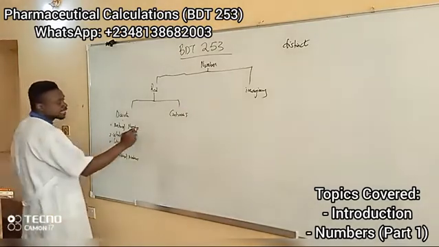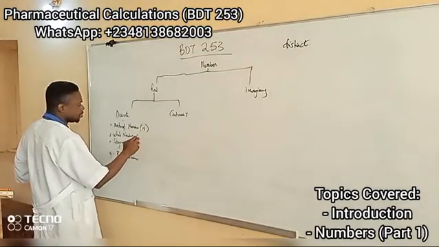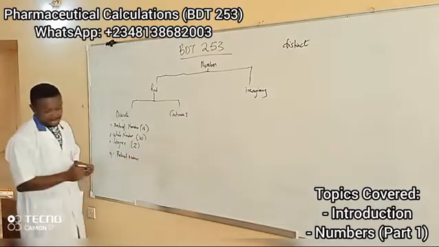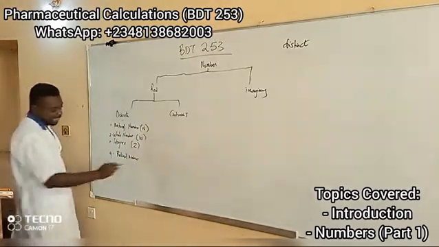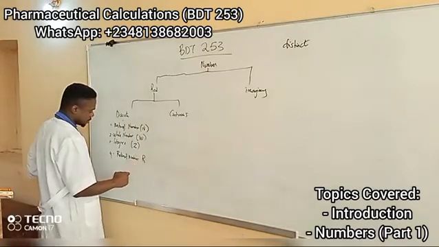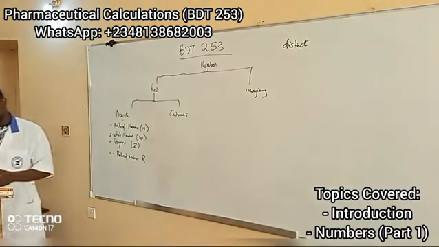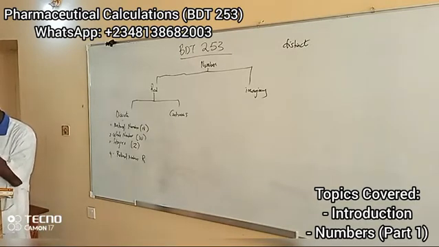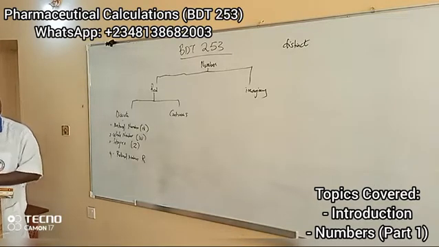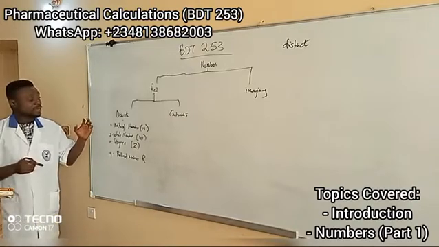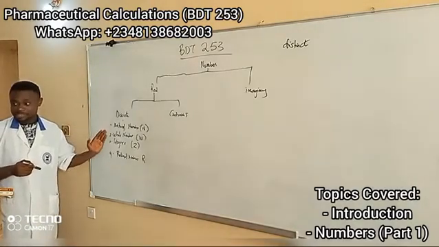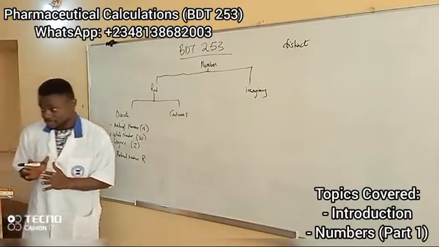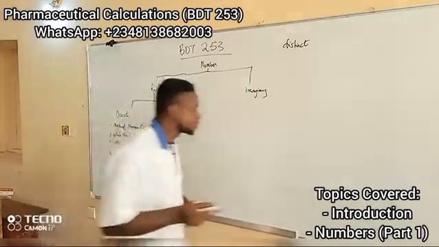Natural numbers are designated with N, whole numbers W, integers Z. Then rational numbers are... This will take us to the number line. I use the number line to describe these numbers. So I'll use a number line.